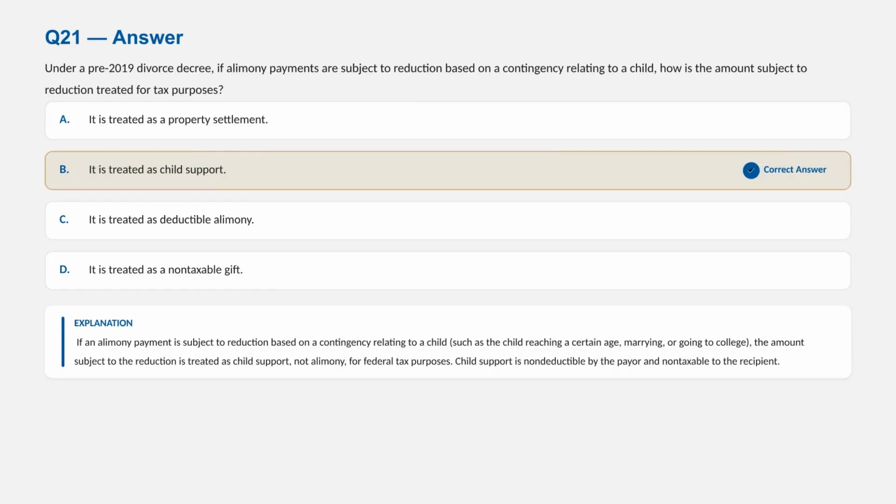The correct answer is B. It is treated as child support. If an alimony payment is subject to reduction based on a contingency relating to a child, such as the child reaching a certain age, marrying, or going to college, the amount subject to the reduction is treated as child support, not alimony, for federal tax purposes. Child support is non-deductible by the payer and non-taxable to the recipient.